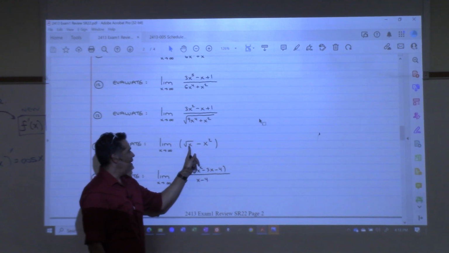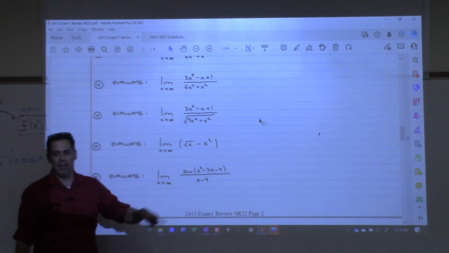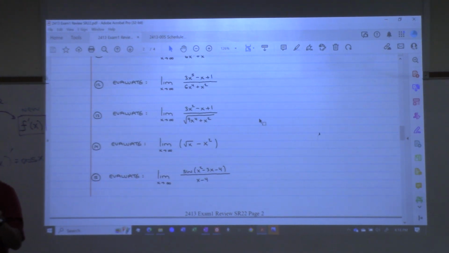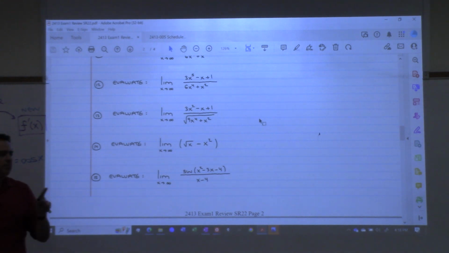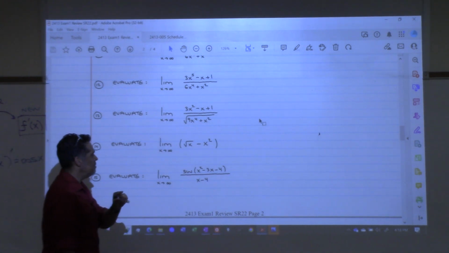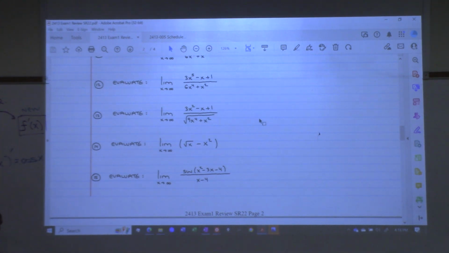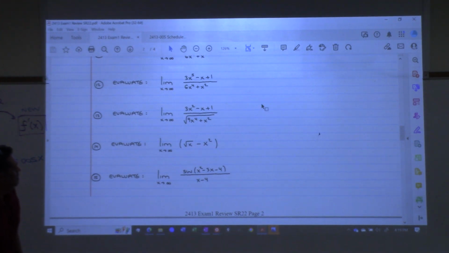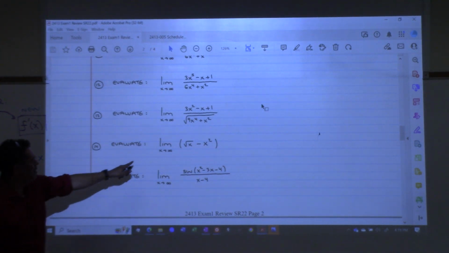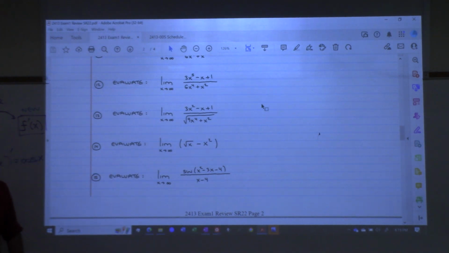This one, you get infinity minus infinity. What happens if you get infinity minus infinity? What do you do? Algebra or trick? Do you know the algebra, though? Try and factor. How do you factor that? This one, 14. How do you factor that? Does anyone know how to factor that?